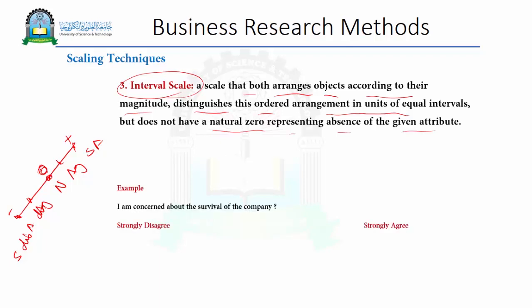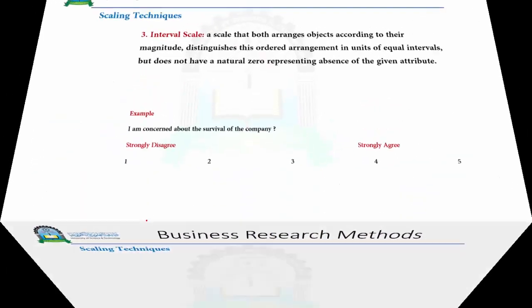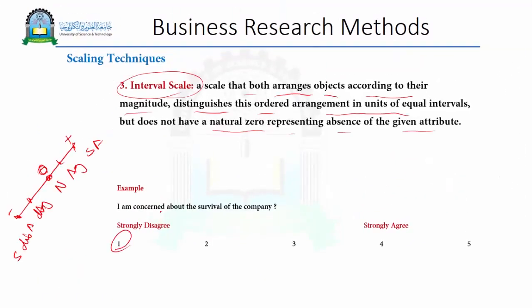This is an example. I am concerned about the survival of the company. So the choices go from strongly disagree to strongly agree. This strongly agree is going to be here. Here agree, here neutral, here disagree.